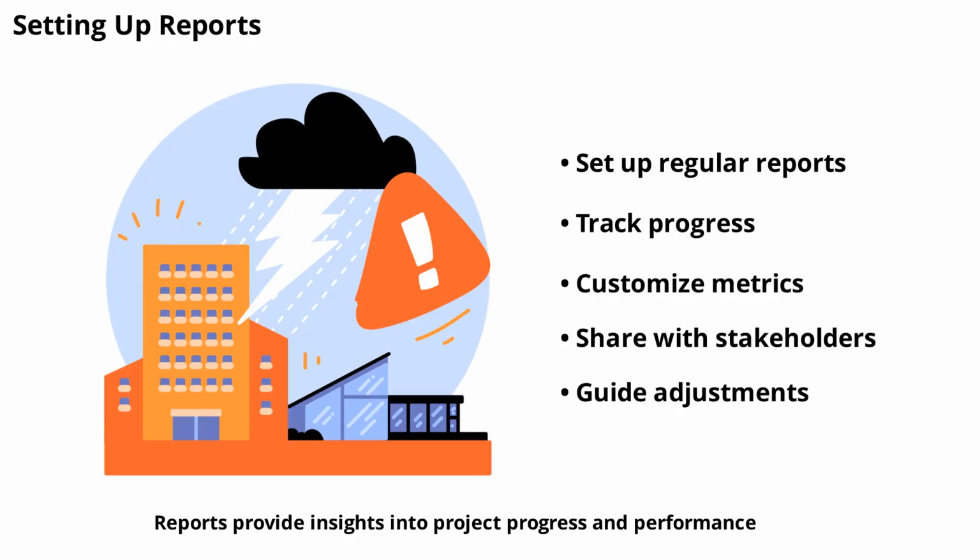Reports provide insights into project progress and performance. Scheduling software often includes reporting features. Set up regular reports to track completed tasks, upcoming deadlines, and resource usage. Customize reports to focus on key metrics. Share reports with stakeholders to keep everyone informed and support decision-making. Reports help identify issues early and guide project adjustments.